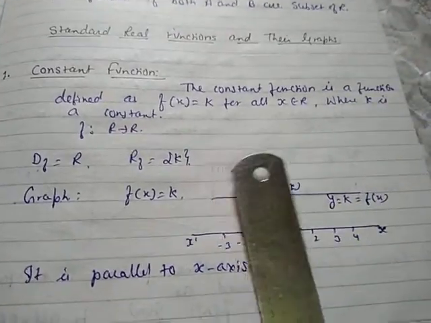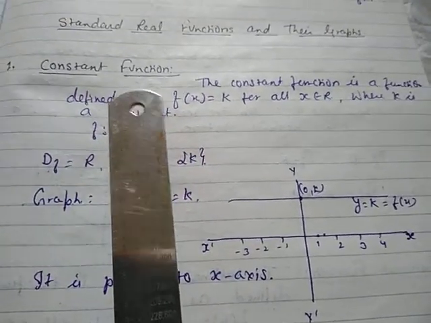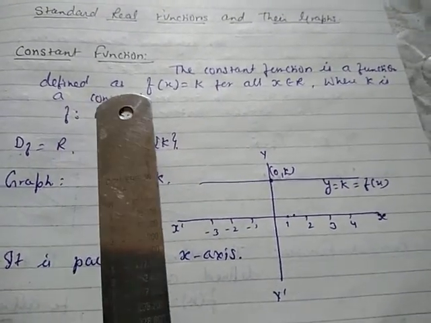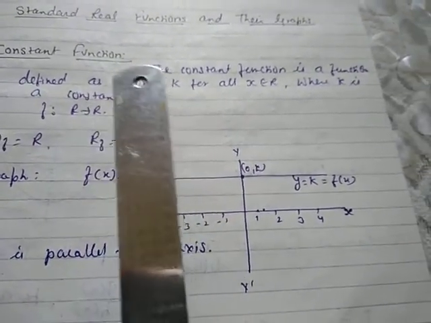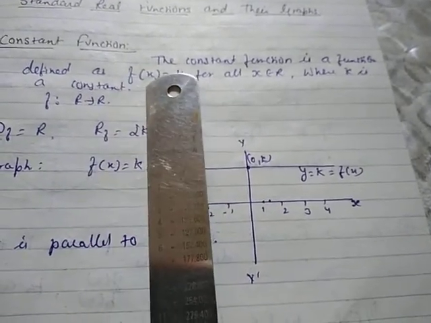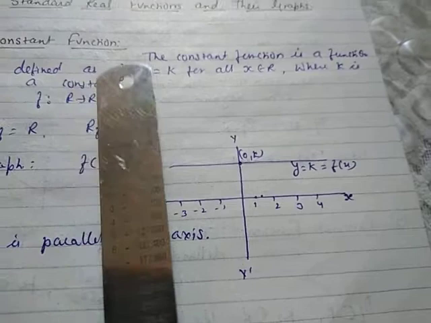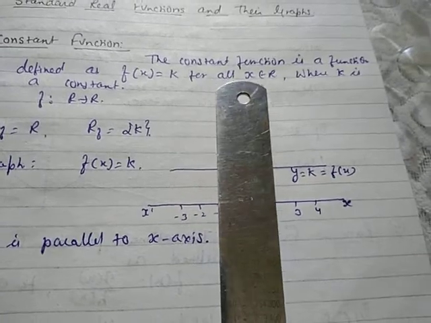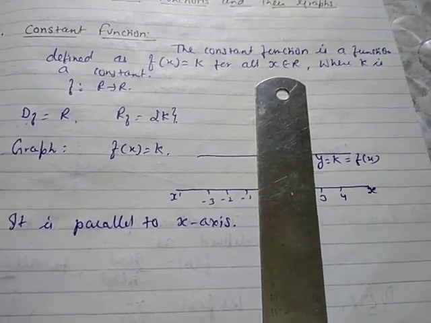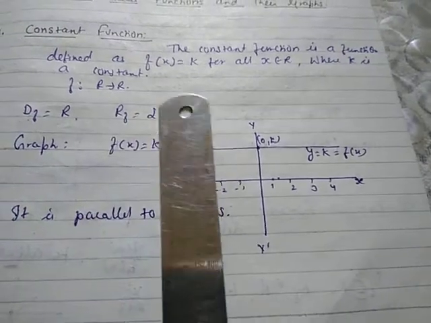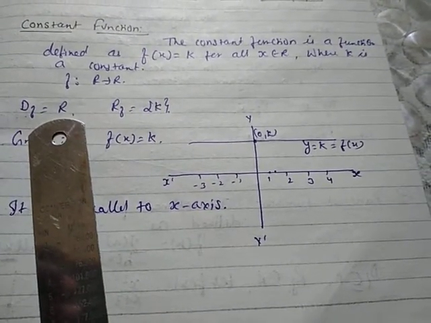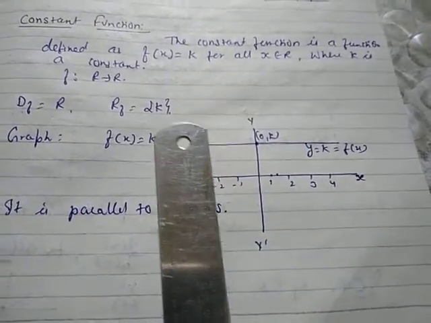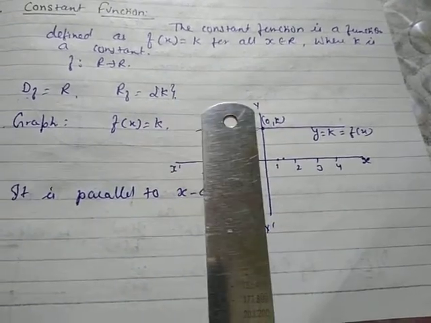Now standard real functions and their graphs. The first real function graph is the constant function. What is a constant function? The constant function is a function defined as f(x) = k, and you know, children, f(x) is your y, x is your domain and y is your range. So y = k or f(x) = k for all x belongs to R, where f: R to R. The domain of the function is real numbers and k is your range. Only one value is valid in a constant function, that is k, and it belongs to real numbers.